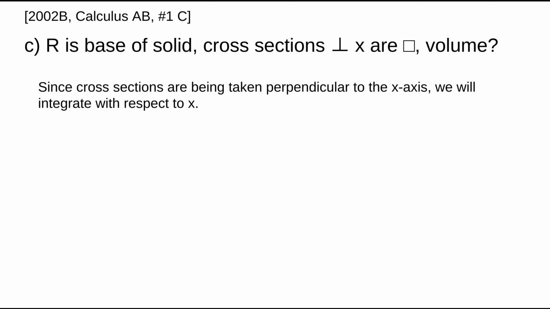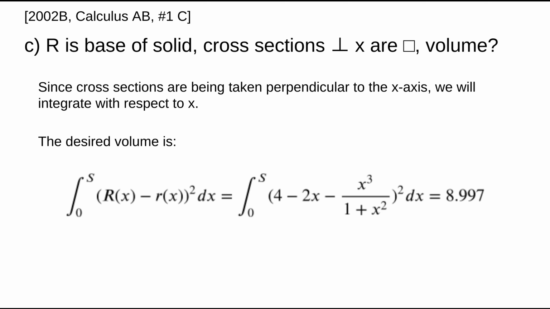Since cross sections are being taken perpendicular to the x-axis, we're going to integrate with respect to x, and so the volume that I want is just going to be the integral from 0 to s. Again, notice I'm using s instead of the number 1 point whatever that was. And now the cross-section area is the difference between big R of x and little r of x, and then the area would be that squared. So I have the integral from 0 to s of big R of x minus little r of x, squared, dx, which is 8.997.